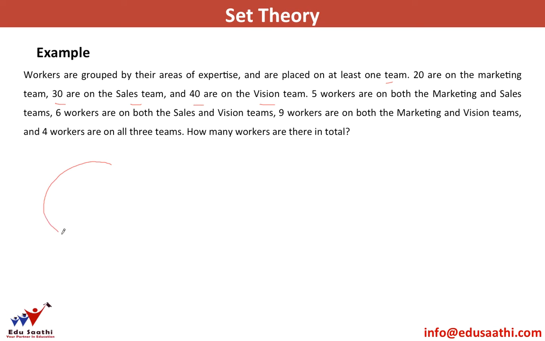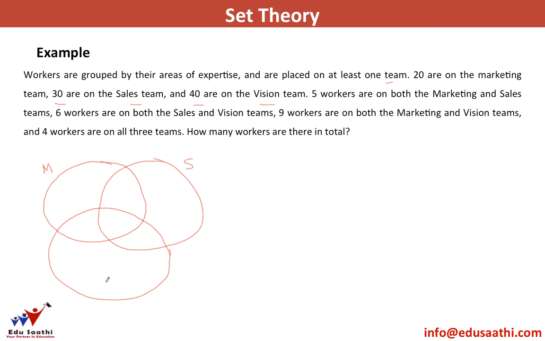So I have this circle here representing the marketing team. I write an M here. Then I have another circle here. This represents the sales team. And then I have another circle here which represents the vision team. 5 workers are both on the marketing and the sales team. So I have M plus S is equal to 5.